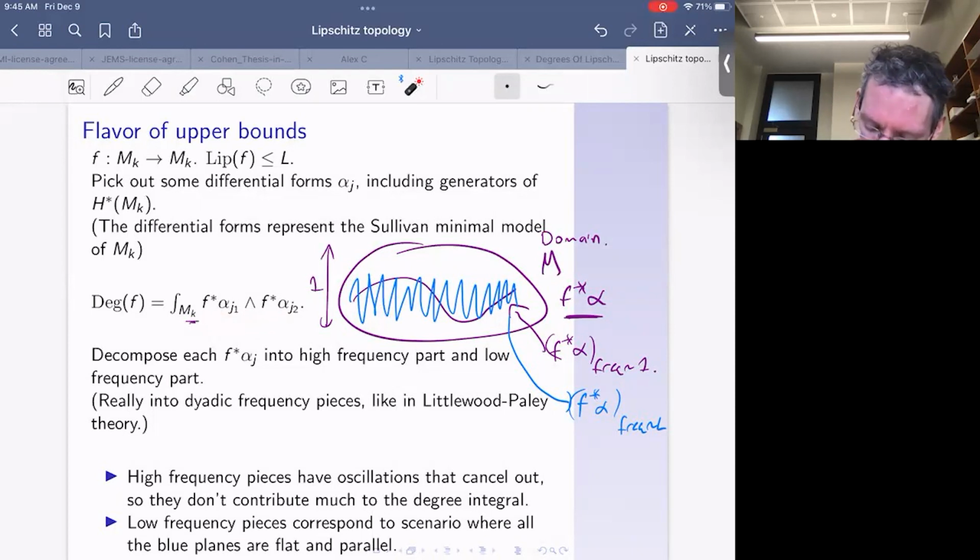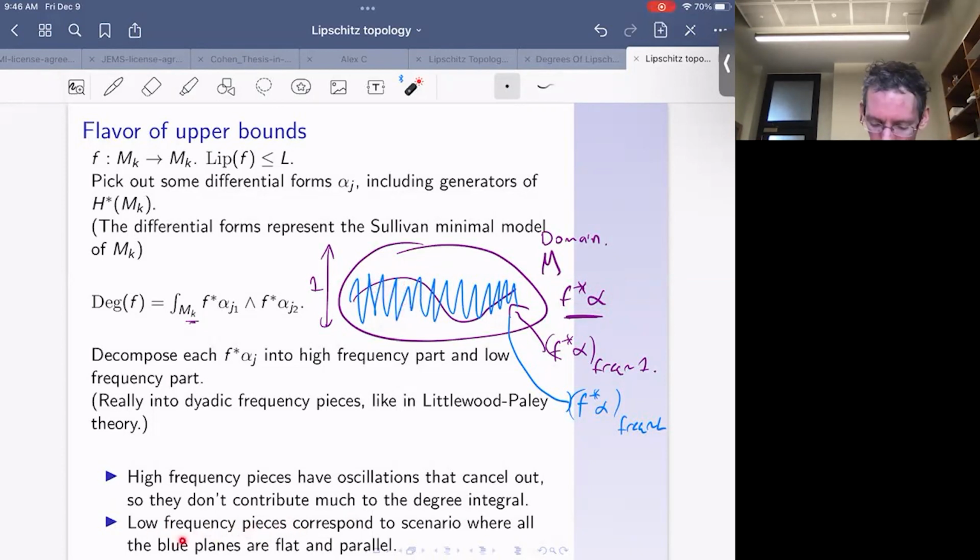The low frequency pieces, if you look at a low frequency piece, then on a big portion of M, the form is basically constant. And what a constant differential form corresponds to is the scenario where all of the blue planes are flat and parallel to each other, and so on for each color. So a particular alpha would correspond to the blue preimage, and a different alpha would correspond to the green. Maybe the horizontal blue preimage would be one alpha. And if this is a low frequency piece, so the differential form is basically constant, it means that when we look here, we see parallel flat planes.